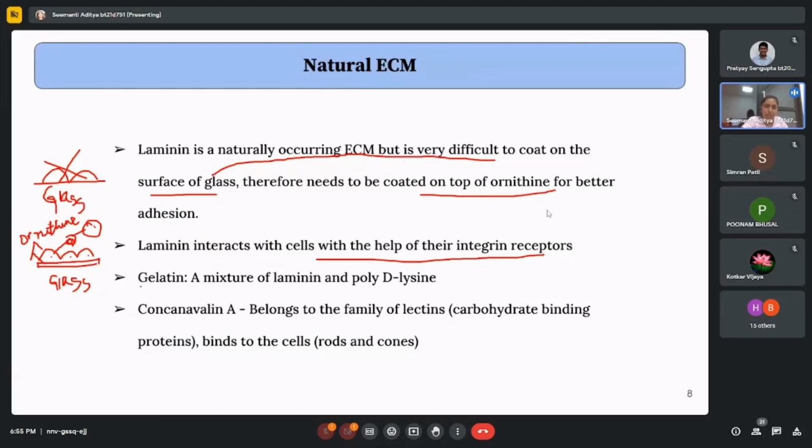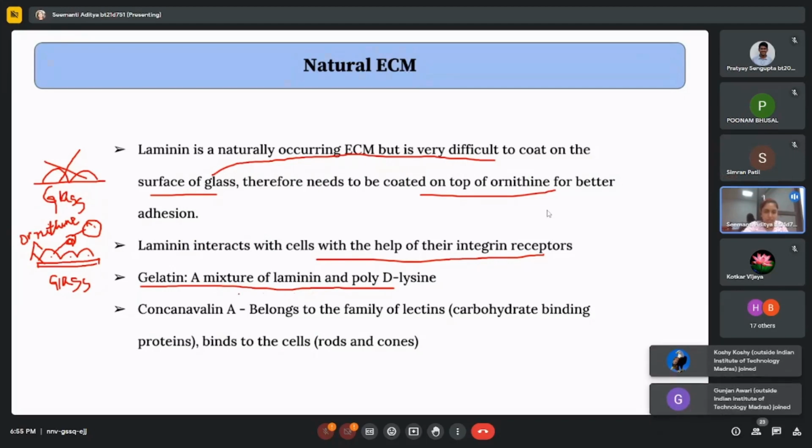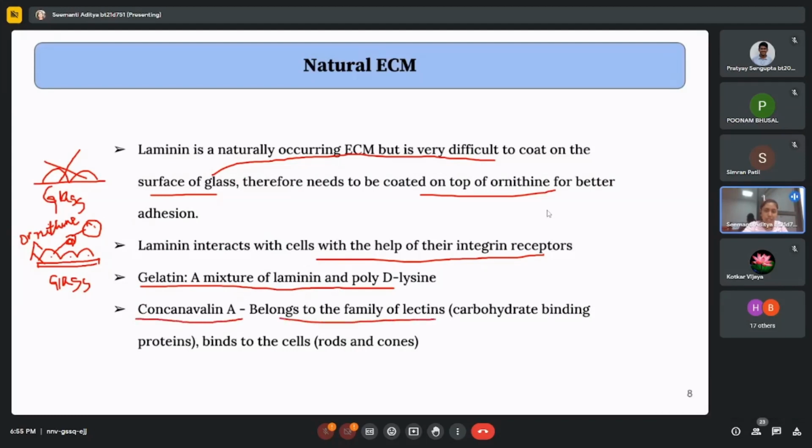Now another kind of naturally occurring ECM is gelatin, which is a mixture of laminin and poly D lysine. Poly D lysine we have to make synthetically, but the mixture of laminin and poly D lysine is gelatin, and that we get naturally. And another molecule is concanavalin A. Concanavalin A belongs to the family of lectins. Lectins are carbohydrate binding proteins.